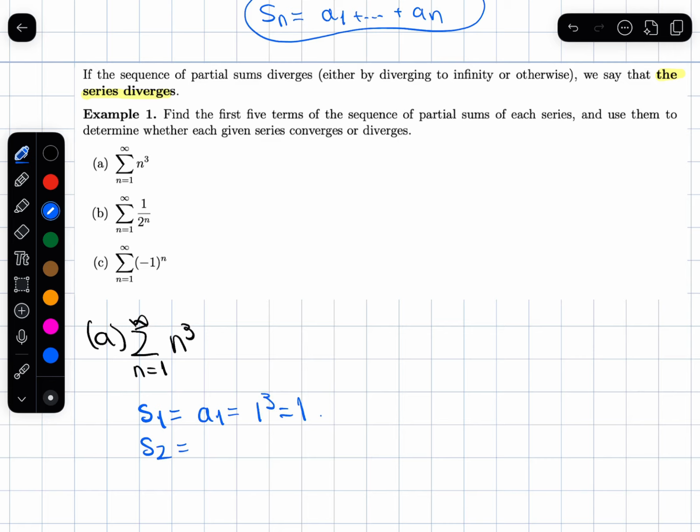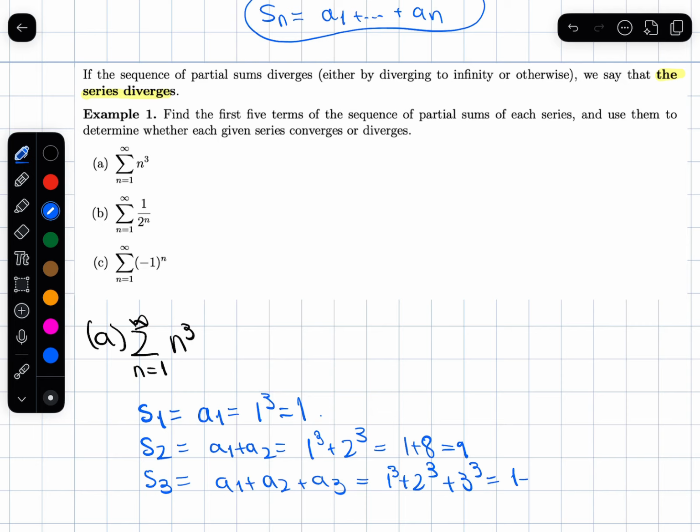That's S1. What's S2? That will be a1 plus a2. So that will be 1 cubed plus 2 cubed. So 1 plus 8, and that's 9. S3, the third term of the sequence of partial sums, is a1 plus a2 plus a3. So that is 1 cubed plus 2 cubed plus 3 cubed. So 1 plus 8 plus 27. So that will be 9 plus 27, 36.